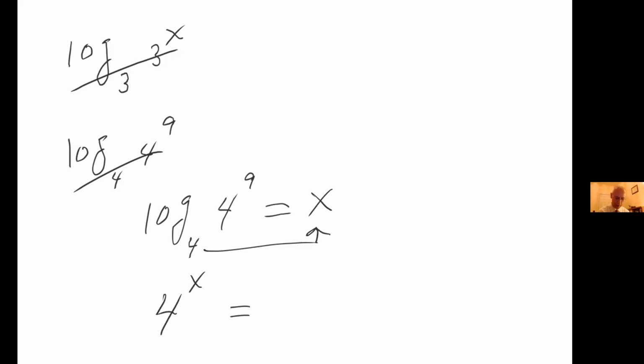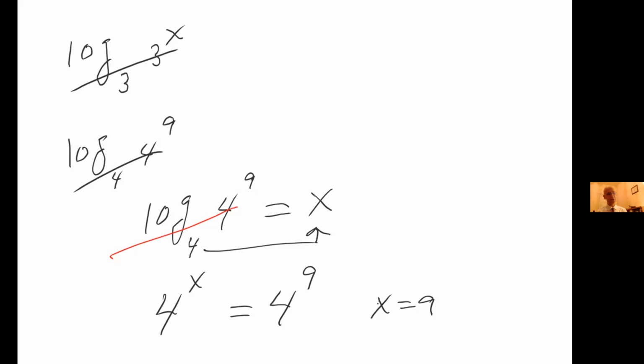So if you have log base 3 of 3 to the power of x, we can cancel this. If you have log base 4 of 4 to the power of 9, you can cancel this. Once again, you can reason that log base 4 of 4 to the power of 9 must equal some unknown x. We know 4 to the power of x must equal 4 to the power of 9, and therefore x equals 9, or I could just cancel this and I'm left with 9.